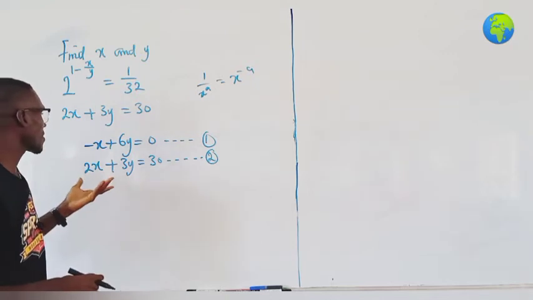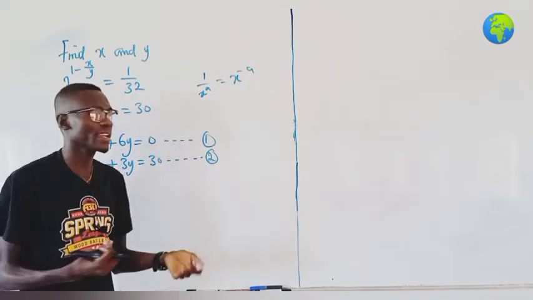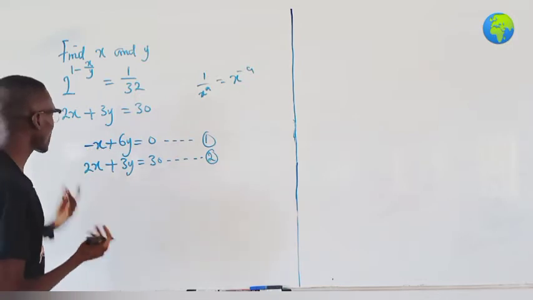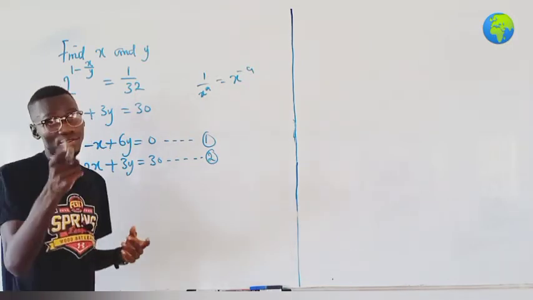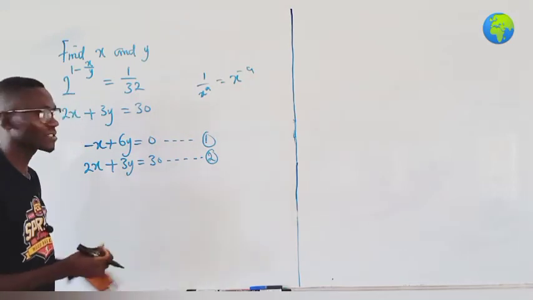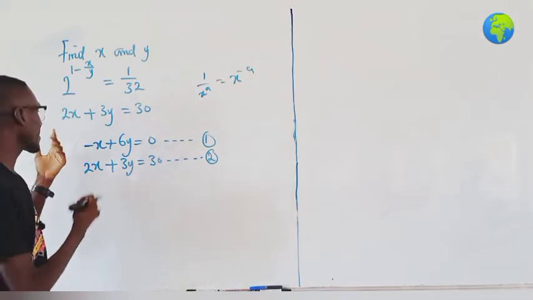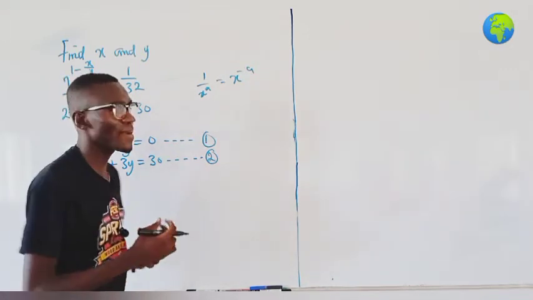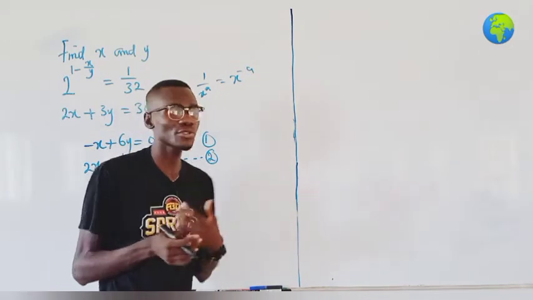So how do you resolve this? You can decide to use any method you like. You can solve this using the substitution method, elimination method, graphical method, or any other method. I don't know if you have extra apart from the three I mentioned. In case you still don't have an idea about simultaneous equations, I'll try my best to make videos on simultaneous equations.